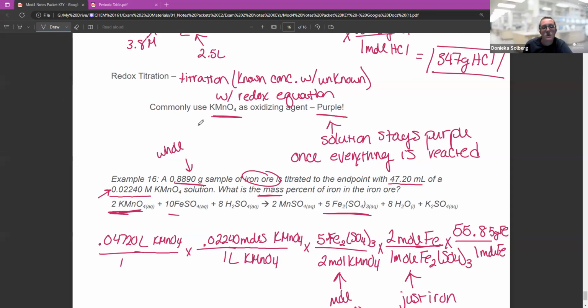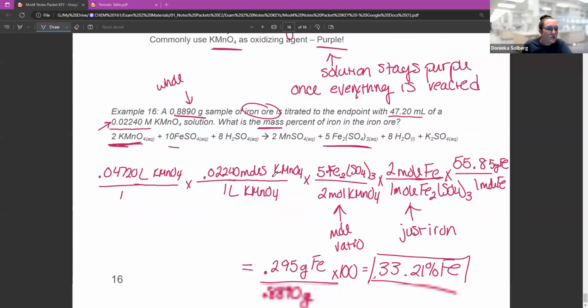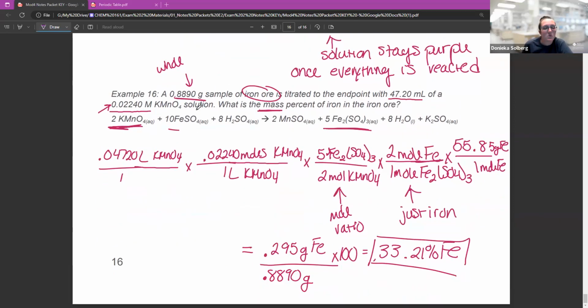A lot of the times we do this with potassium permanganate because it's purple. And when the stuff changes purple, that means I had extra in there and it's reached its endpoint. So it works kind of like an indicator. Okay, so this is a little bit more difficult than an acid-base one, but same principle.